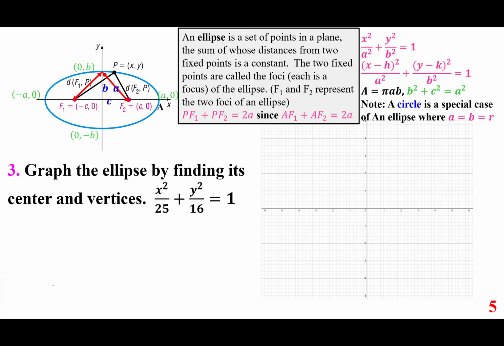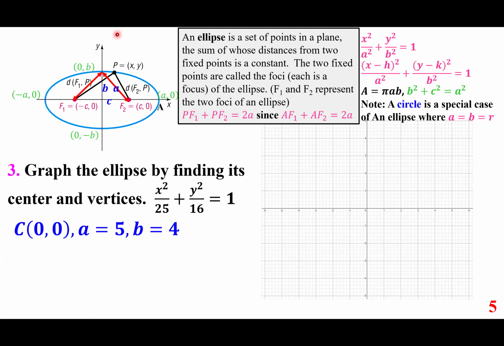The center is located at 0, 0, everybody. You are comparing it to this one, and A is the square root of 25, which is 5. B is the square root of 16, which is 4. So the vertices, where it's the side that is elongated, are considered the vertices. For example, in this case it is A, 0 and minus A, 0, so that would be 5, 0 and minus 5, 0.